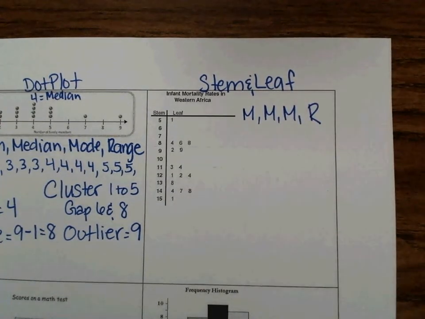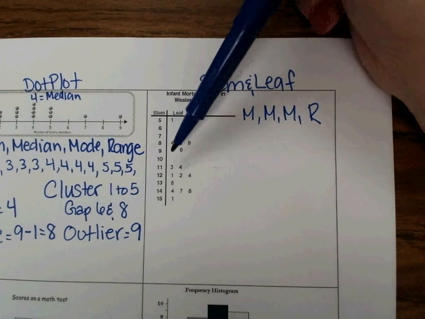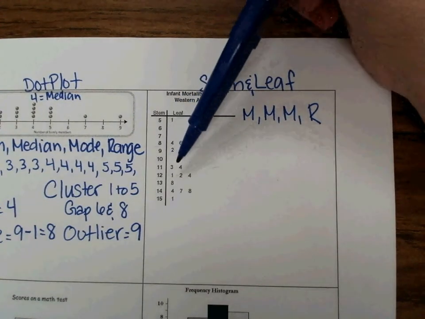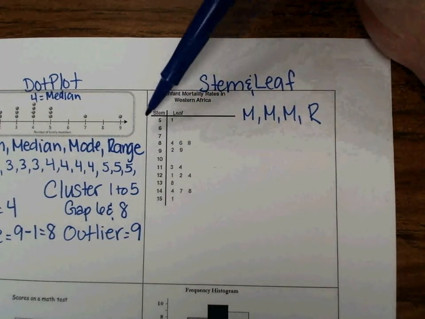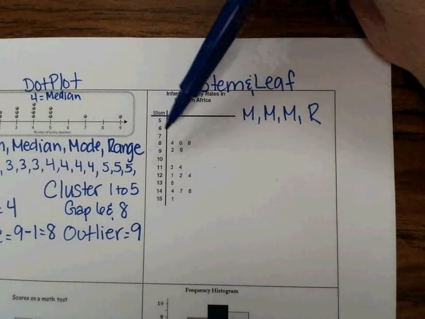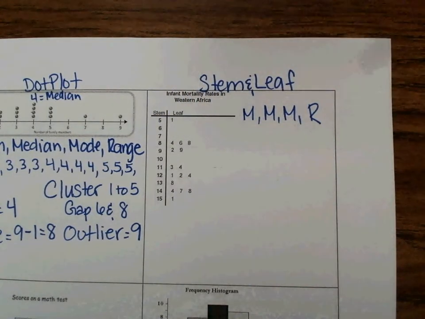The mean is found by adding these numbers up. Now, we have to be careful because my numbers are not 1, 4, 6, 8, 2, 9, 3, 4, and so forth. My numbers are 51, 84, 86, 88. Those numbers are the numbers I have to add up and then divide by how many there are.